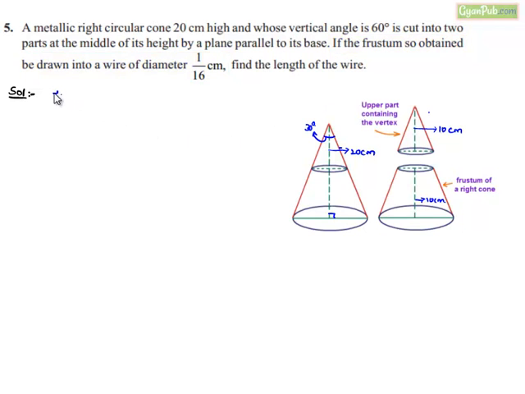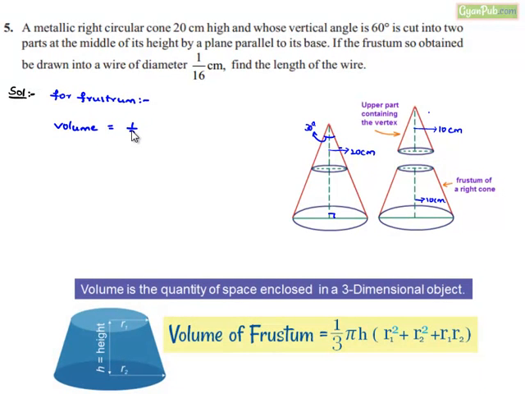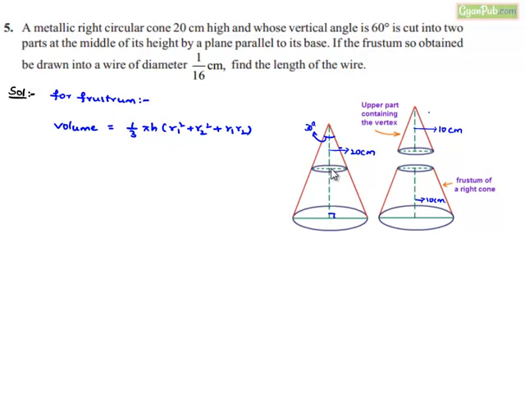Now for the frustum, we have volume is equal to 1/3 of pi h into r1 square plus r2 square plus r1 r2. But we need here the values of r1 and r2. Let this be r1 and let this be r2. Here the height is h1, that is 10 centimeters, and here to here also it is 10 centimeters. Now let us represent these parts by some a, b, c, d.